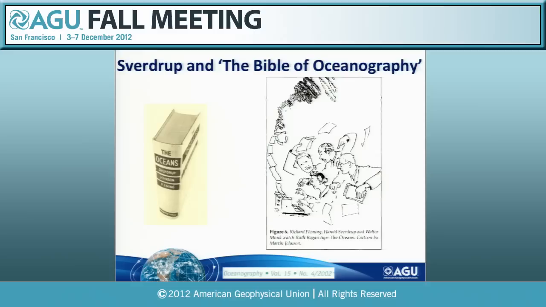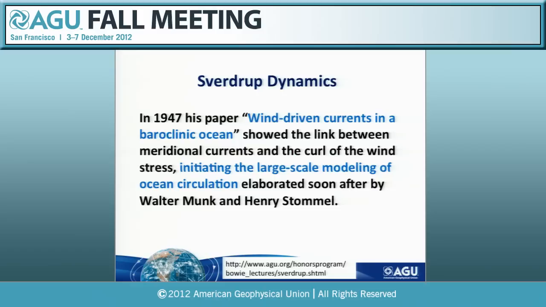He's probably best known for his dynamics, and this was laid down first in his 1947 paper, Wind-Driven Currents in a Baroclinic Ocean. And that, of course, laid out the link between meridional currents and the curl of the wind stress, and it was a foundation for large-scale modeling of the ocean, which was picked up later on by many people, including Walter Munk and Henry Stommel.